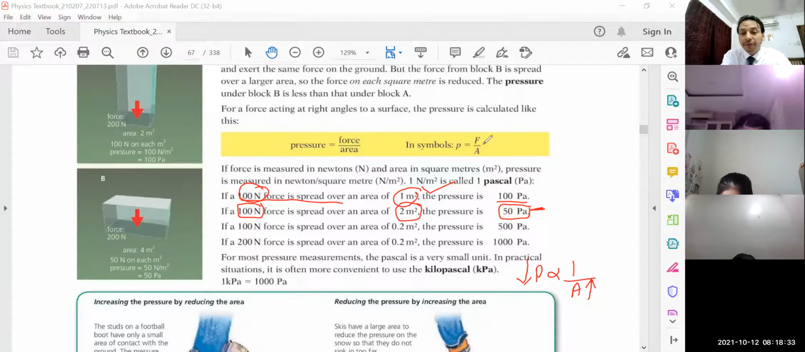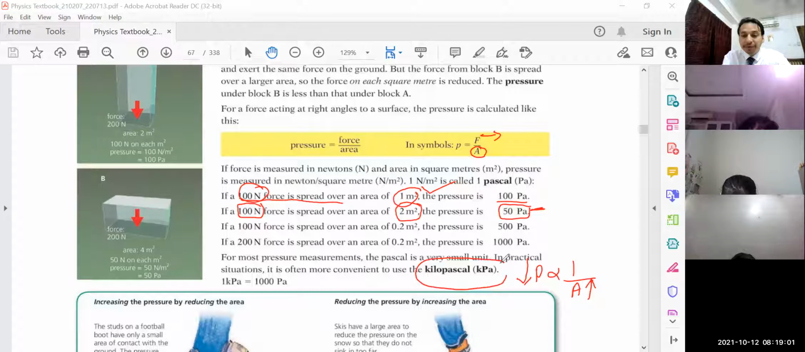Similarly, children, if you keep area constant, but if you increase force, then pressure will also increase, because pressure is directly proportional to force. If you increase force, pressure will increase. If you decrease force, pressure will decrease. So all this information you have to keep in your mind, children.